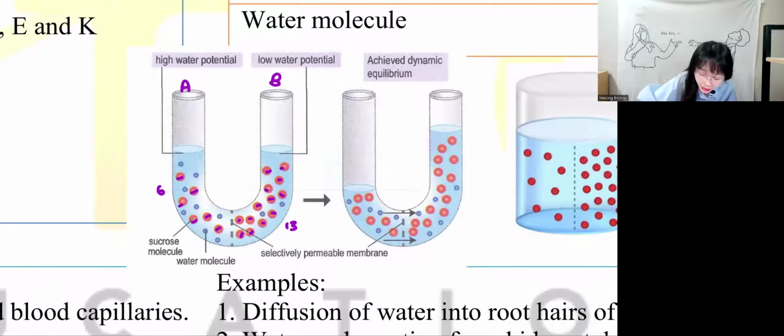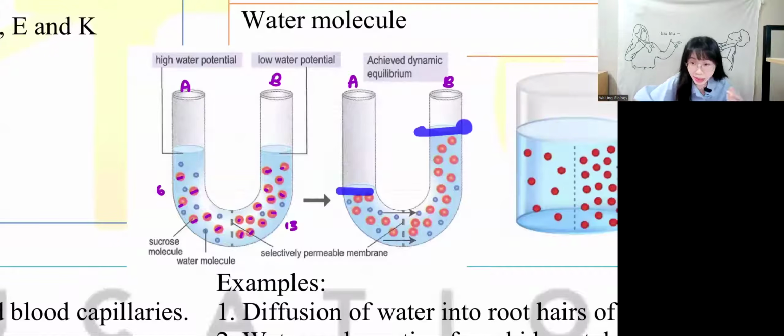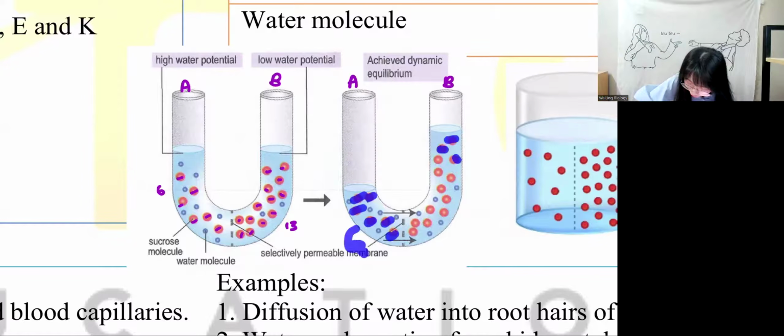So when you draw your result, which is an exam question, you have to make sure that your water on B side is higher. A side is lower. Lower, higher. This is something that you have to take note. When you draw the water level, it has to be lower and higher. But the sucrose has to remain the same. A side, we have 1, 2, 3, 4, 5, 6, right? It's still 6. B, 1, 2, 3, 4, 5, 6, 7, 8, 9, 10, 11, 12, 13, right? It is still 13.